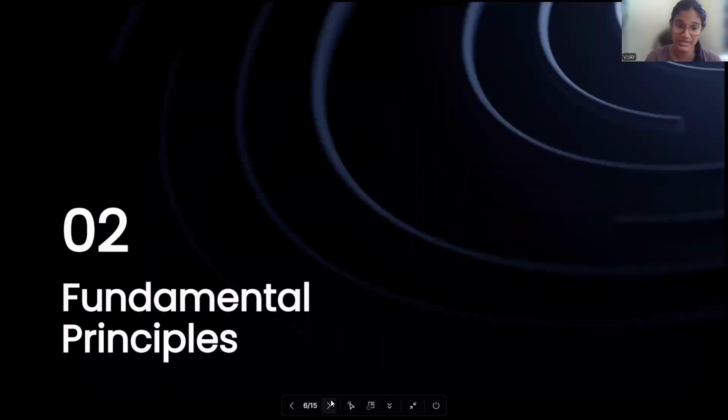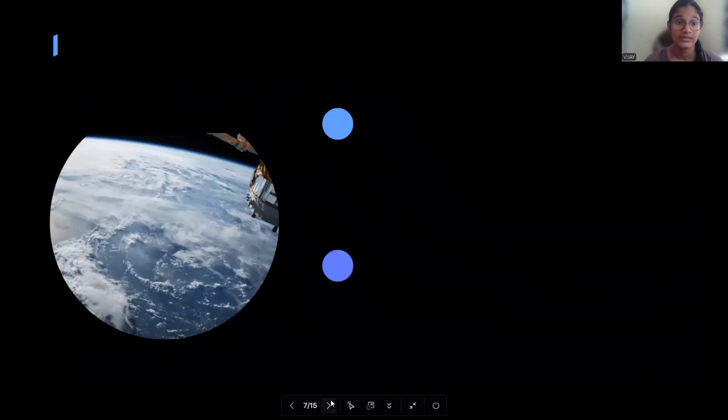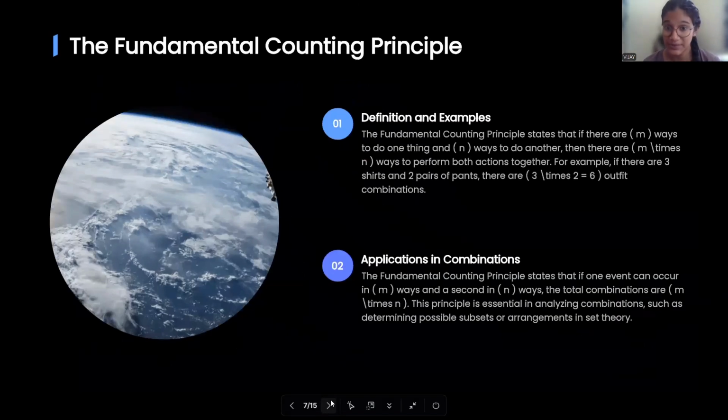Fundamental principles. The fundamental counting principle: definition and example. The fundamental counting principle states that if there are m ways to do one thing and n ways to do another, then there are m times n ways to perform both actions together. For example, if there are 3 shirts and 2 pairs of pants, there are 3 times 2, that is 6 outfit combinations.